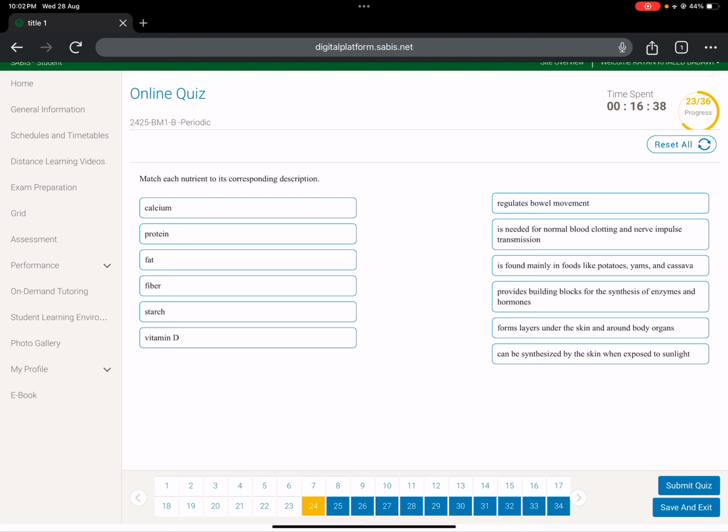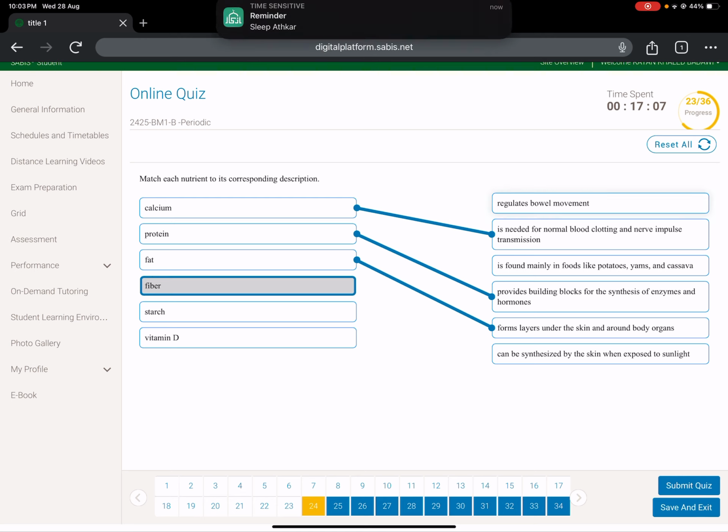Now we have to match the nutrient to its description. So calcium, we said, is important for the bones. Also for blood clotting and nerve impulse. Proteins provide building blocks for the synthesis of enzymes and hormones. Fat forms layers under the skin and around body organs. Those layers can either be layers of insulation, or sometimes layers of protection. And now fiber, remember, fiber is not an energy source. It just regulates bowel movement.